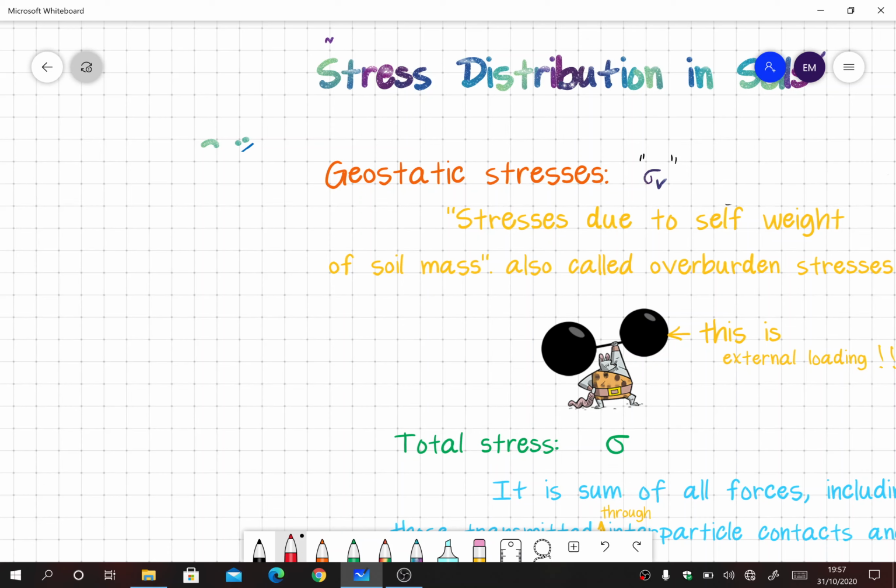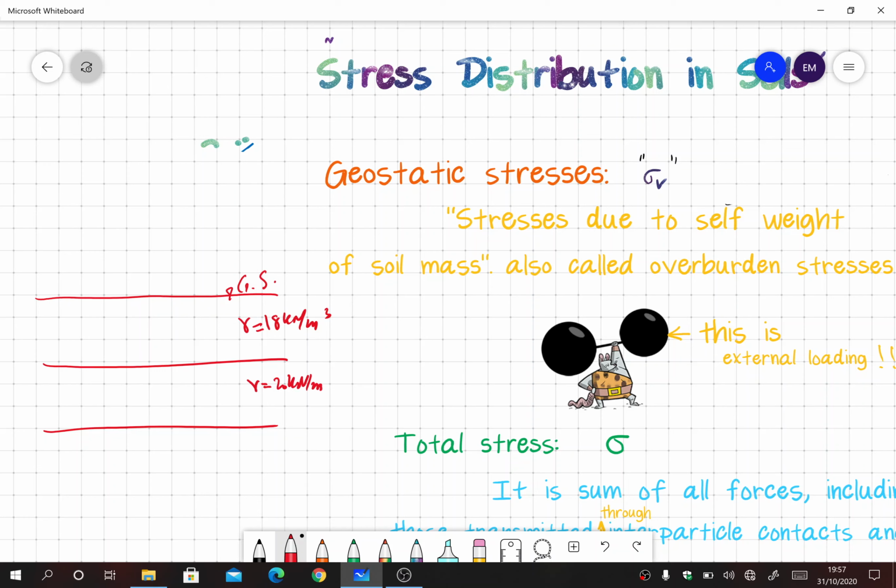So for example, if I draw a ground surface here, and let's say these are two layers. Let's say the unit weight of this soil is 18 kilonewton per meter cube, and the unit weight for this soil layer here is, let's say, 20 kilonewton per meter cube. Also assume that the thickness of each layer is 10 meters.